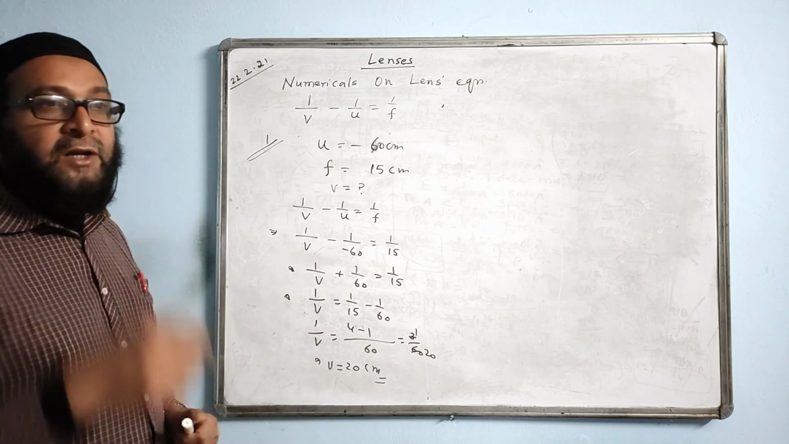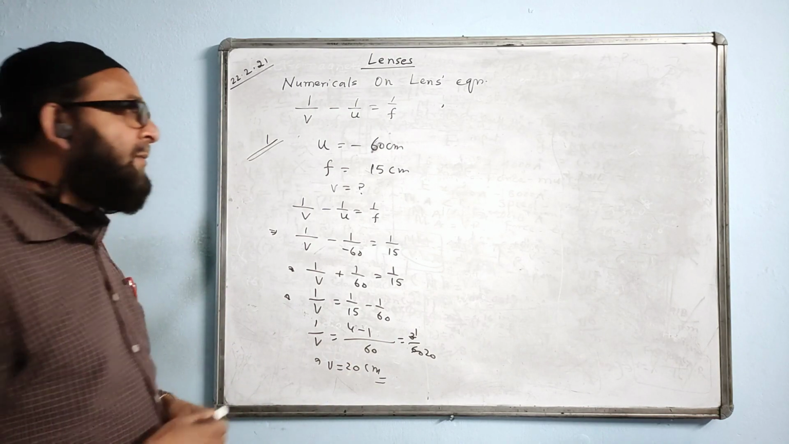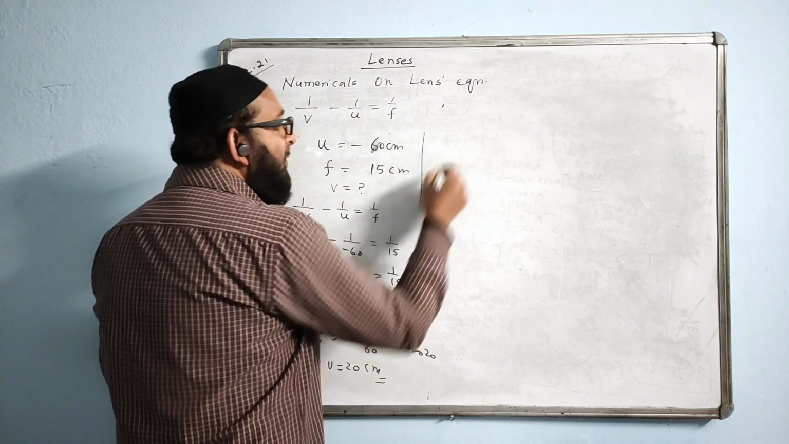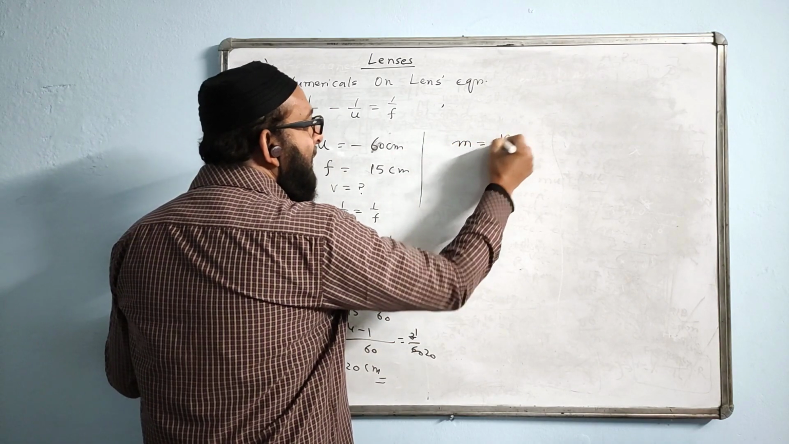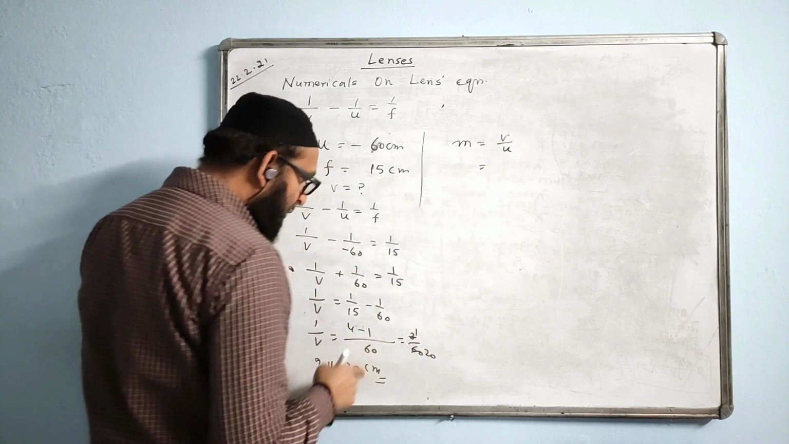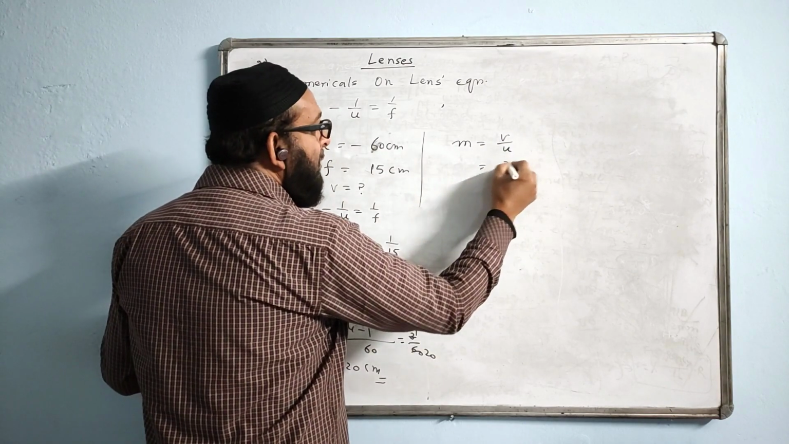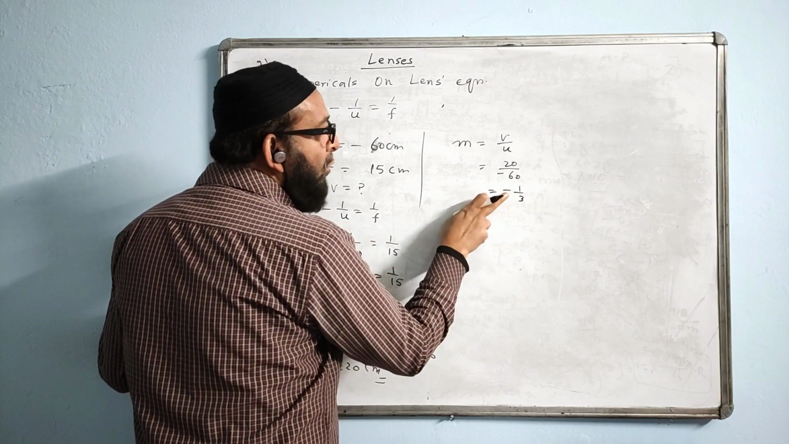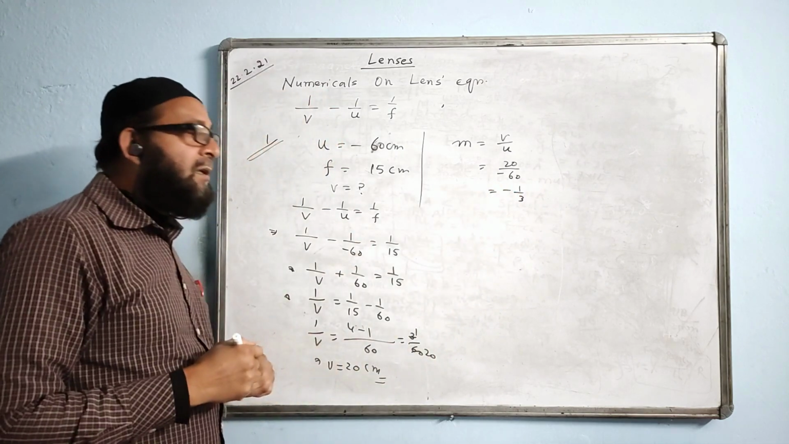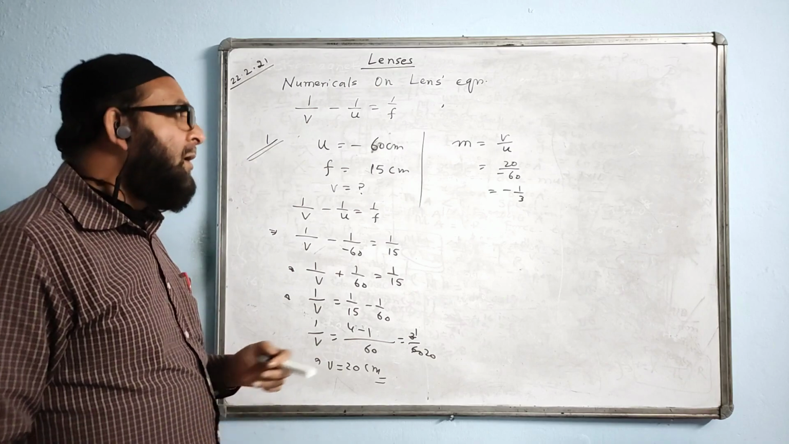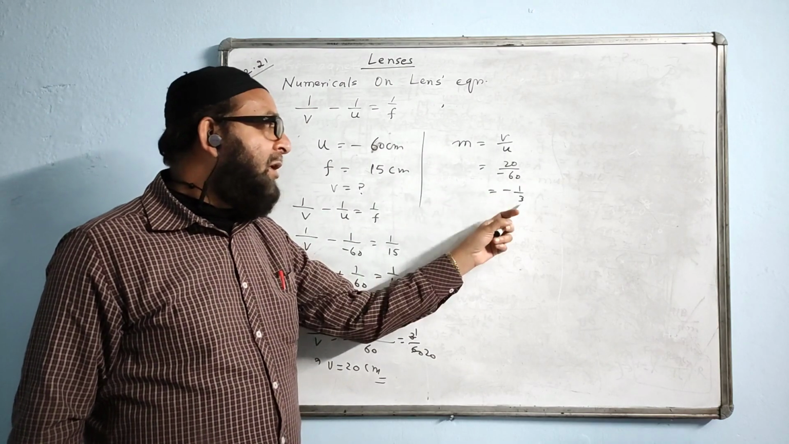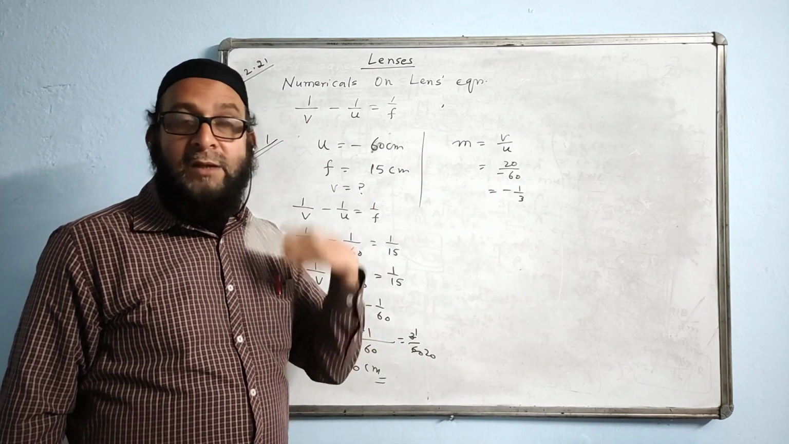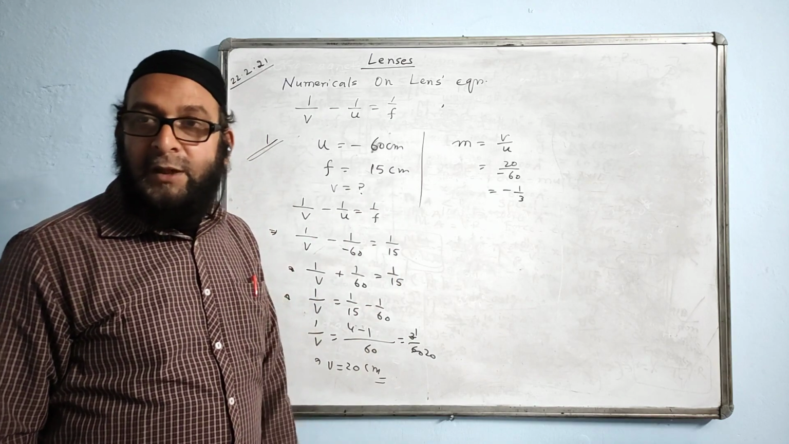Now we check the magnification. Sometimes in the question they will ask you to find magnification. Otherwise, we will find magnification ourselves. v by u. v value is 20 and u value is minus 60. The answer will come minus 1 by 3. We do not bother about the minus sign. Minus sign tells you the image is real. That is, the size of the image is 1 by 3, 1 by 3 times the size of the object. That means the image is diminished.